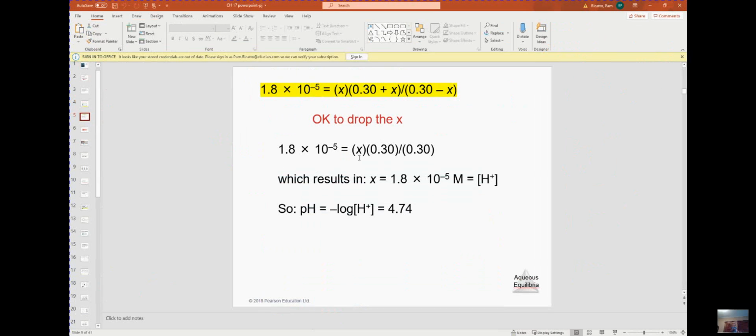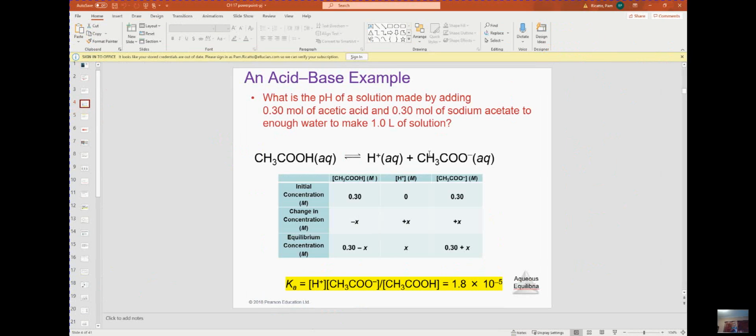Okay, so what happens? These two things are in the numerator, these guys are in the denominator. They're going to cancel out, which results in X being 1.8 times 10 to the minus 5 molar. And last thing, what is X? We'll go back one slide. Among other things, X is the hydrogen ion concentration.